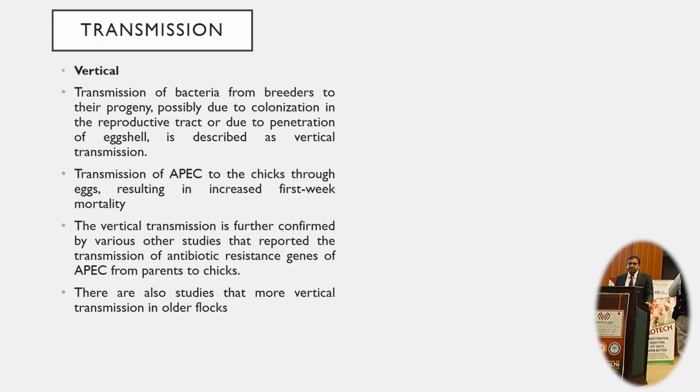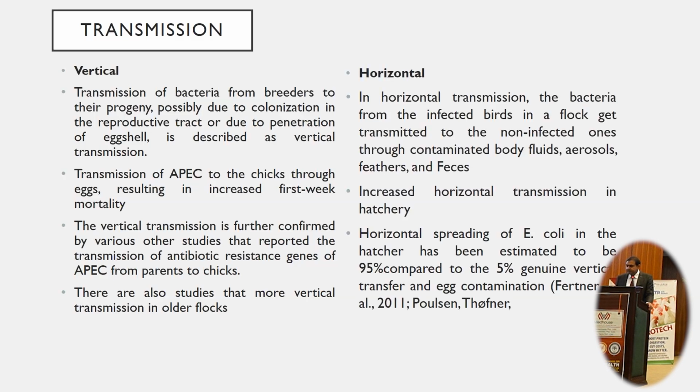First is the transmission. Now it is an established fact that E. coli is vertically transmitted when the infection goes into the ovaries, and transovarian transmission is also established. E. coli vertical transmission can also be verified when we see that resistant genes are transmitted from breeder flocks to the broiler flocks.